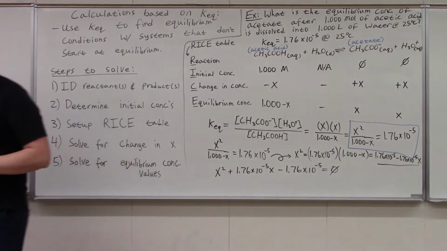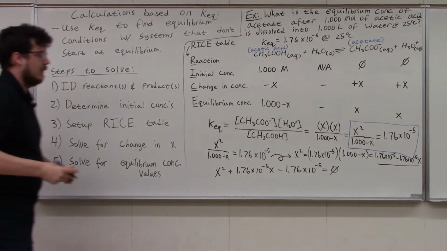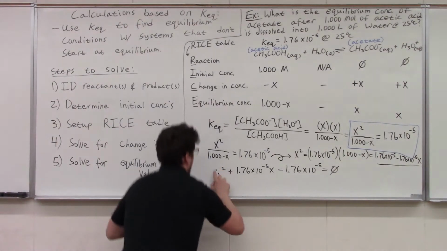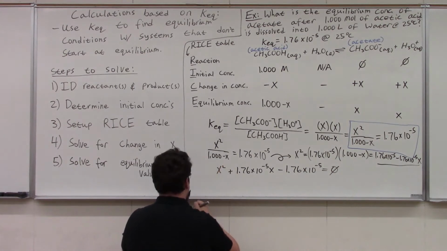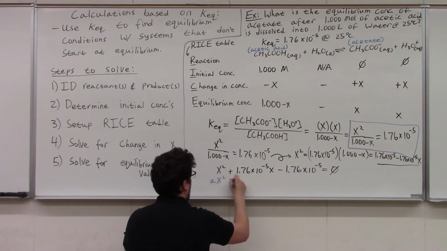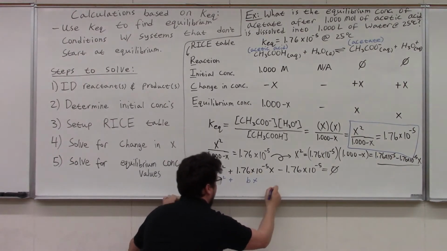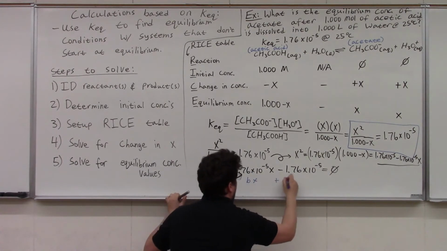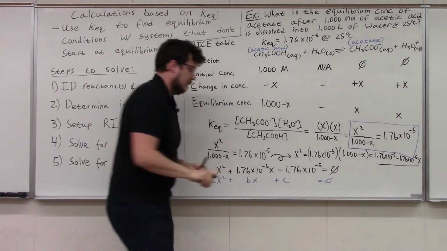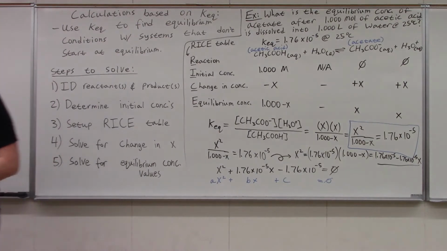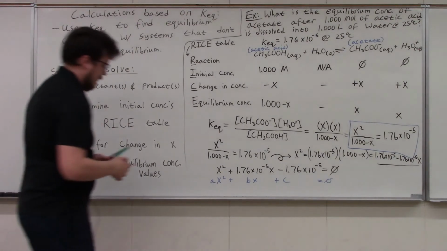All right, so this is a quadratic equation. I'll write this a little smaller here, so I've got some room underneath it. So we have ax squared plus bx plus c equals 0. Okay? So let's have some fun with this. Let's use multiple colors here.